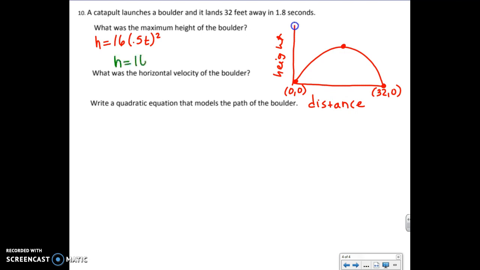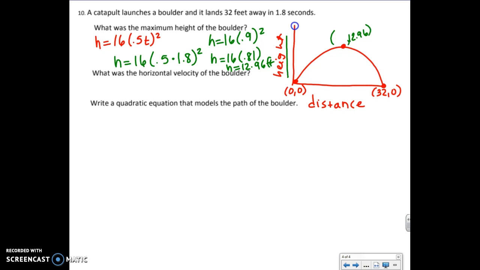So h equals 16 times 0.5 times 1.8 squared. So we get half of 1.8, which is 0.9, and then we square 0.9, multiply by 16, and we get 12.96 feet. So the maximum height is 12.96, but that is height, so it's my y.